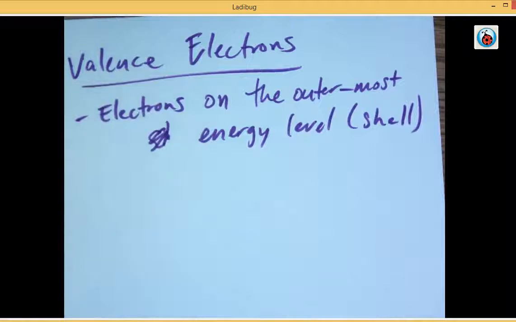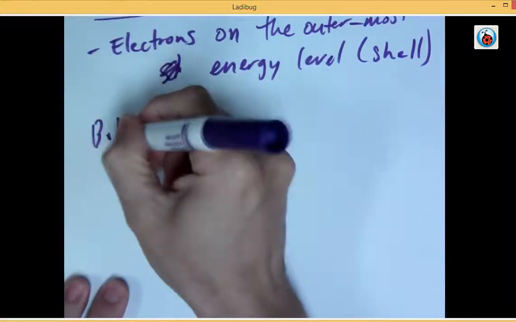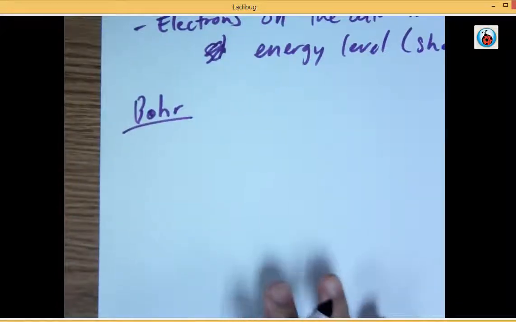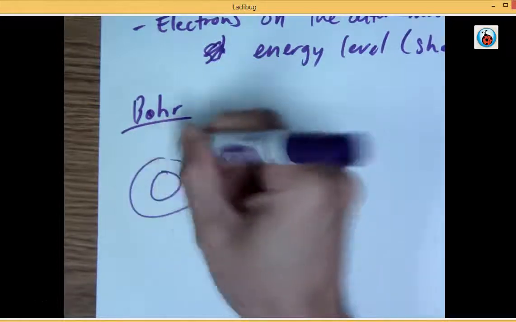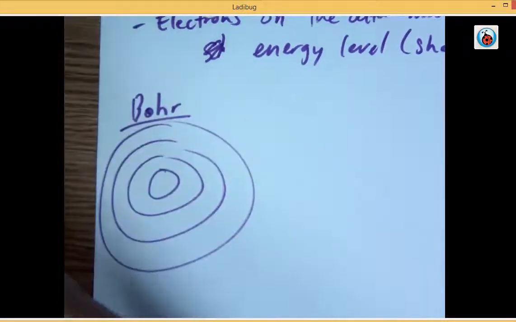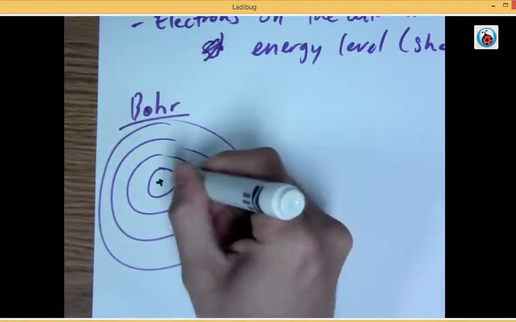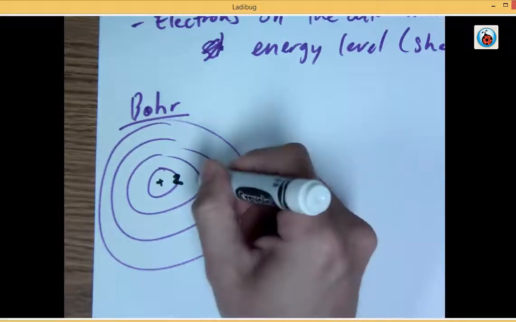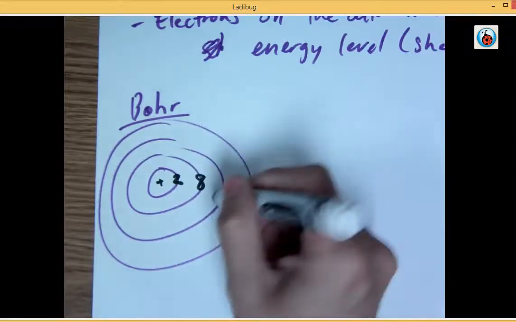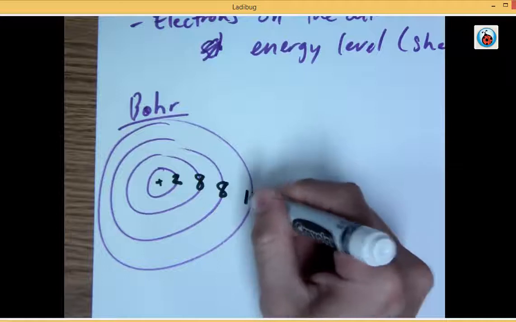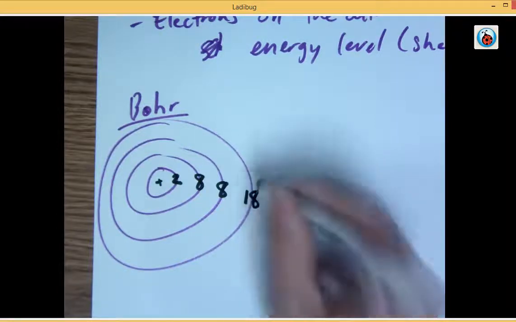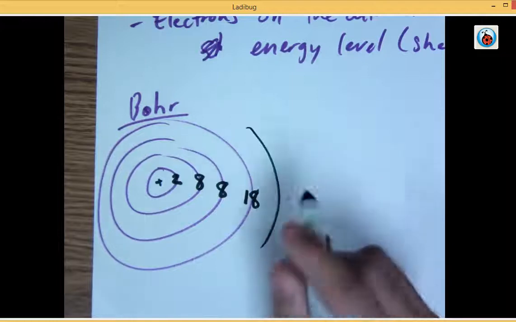So if you remember, the Bohr model is not completely accurate in terms of how the atom looks, but it gives us a good idea about how these valence electrons are located. So we have an atom that looks like this. The nucleus is in the middle, the first ring can hold 2 electrons. The second ring can hold 8. The third can hold 8. The fourth can hold 18.